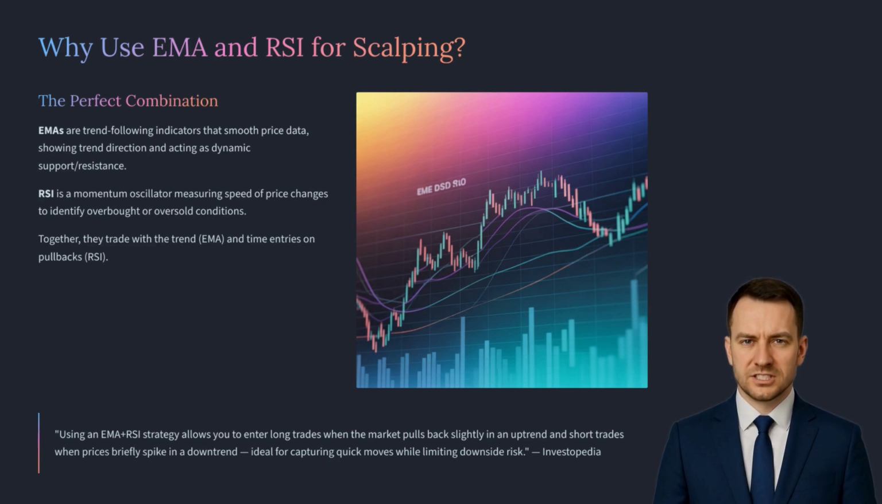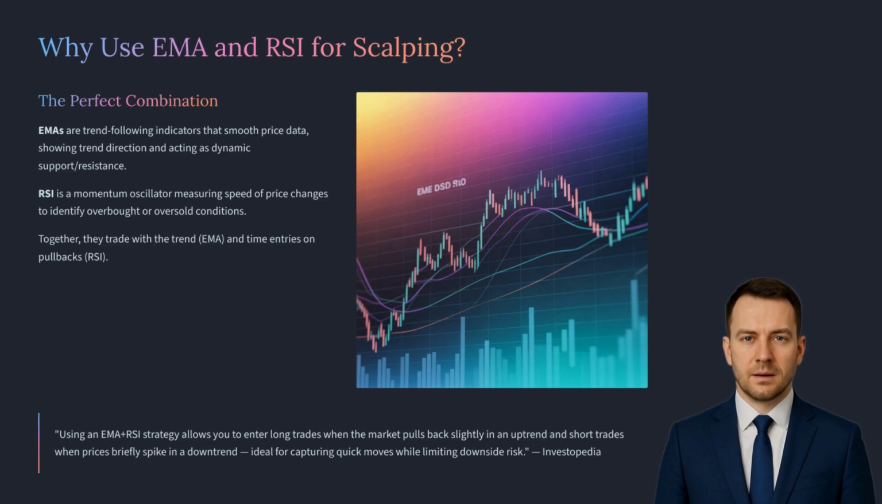Exponential moving averages, EMAs, and the relative strength index, RSI, are a powerful combo for scalp trading because they complement each other's strengths. EMAs are trend-following indicators. They smooth price data to show the direction of the trend and can act as dynamic support and resistance. RSI is a momentum oscillator. It measures the speed of price changes to identify overbought or oversold conditions.